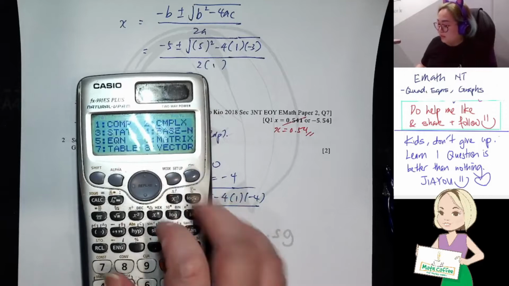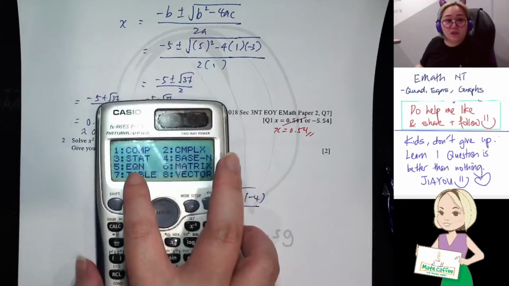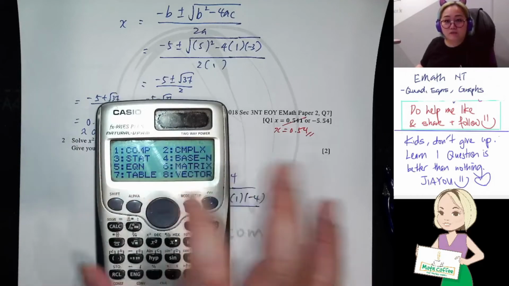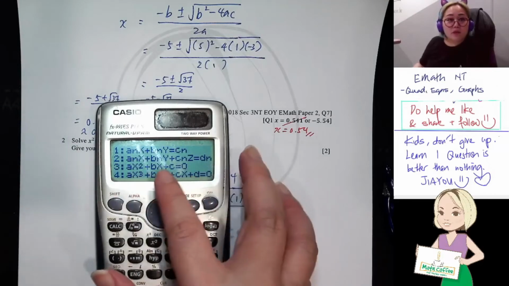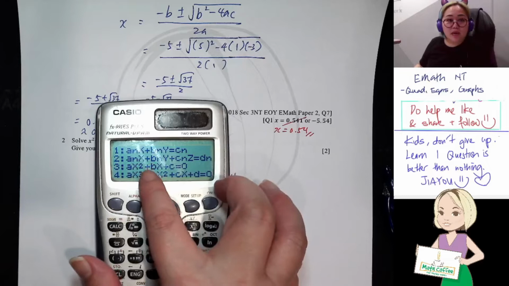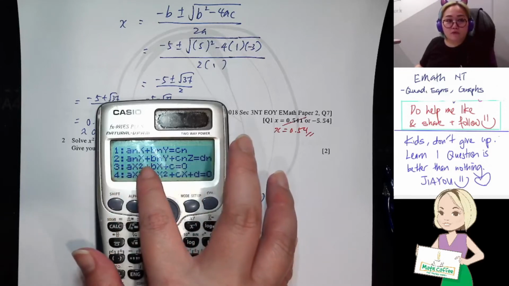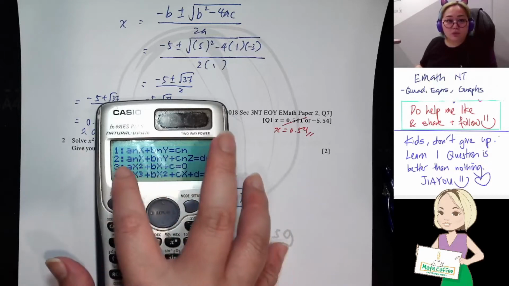So the key is you key in the mode, you will find this equation, EQN. Everyone's calculator has different options, so you have to find yours accordingly. For me, after you find the equation, you can see ax squared, you can see ax cubed. Option 3 for me is to solve quadratic equation. Option 4 is to solve cubic equation. So I'm going to choose number 3.